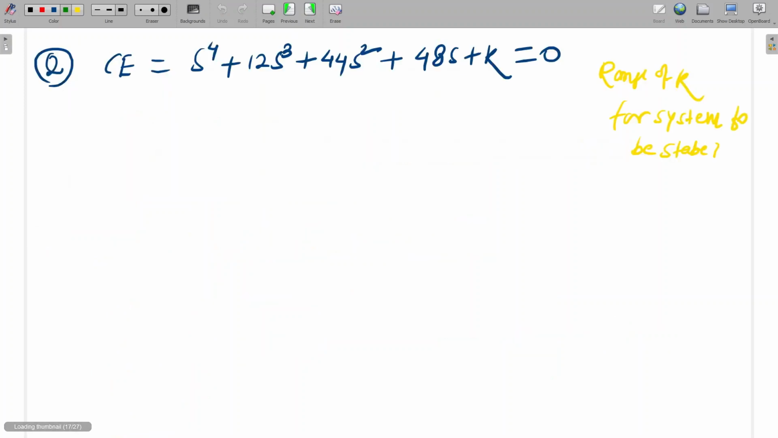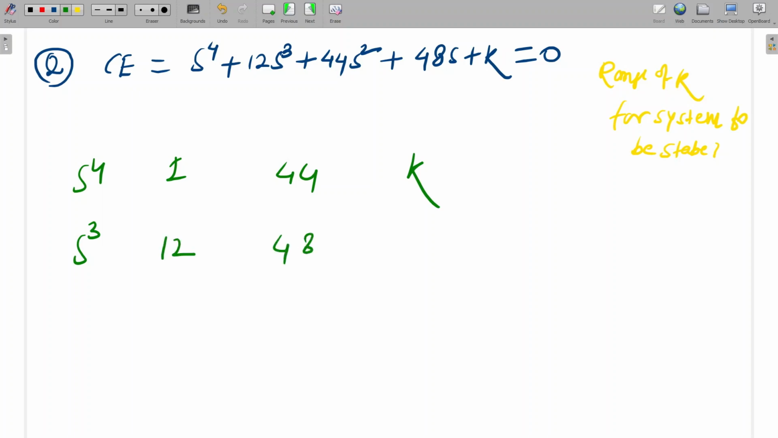Clear. So here the next question is there. We have to find the range of k for stability of the system. So the same rule we can apply. S to the power 4 is there. Coefficient is 1, then 44 and then k. What is the coefficient of s to the power 3? That is 12 and 48. Is it correct? 144k, 12, 48.